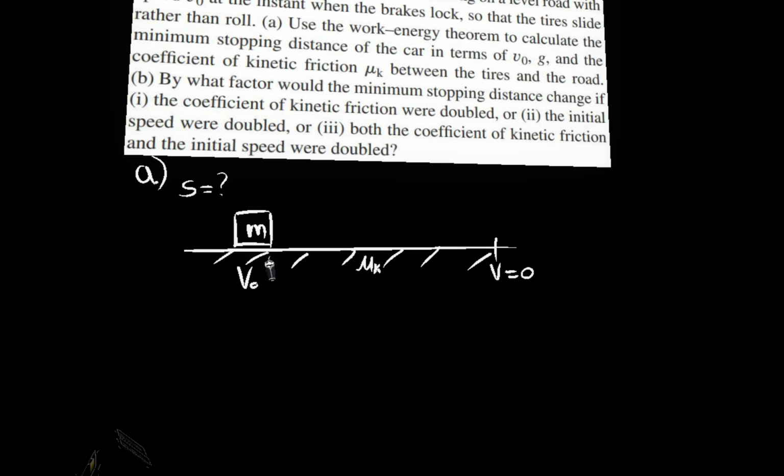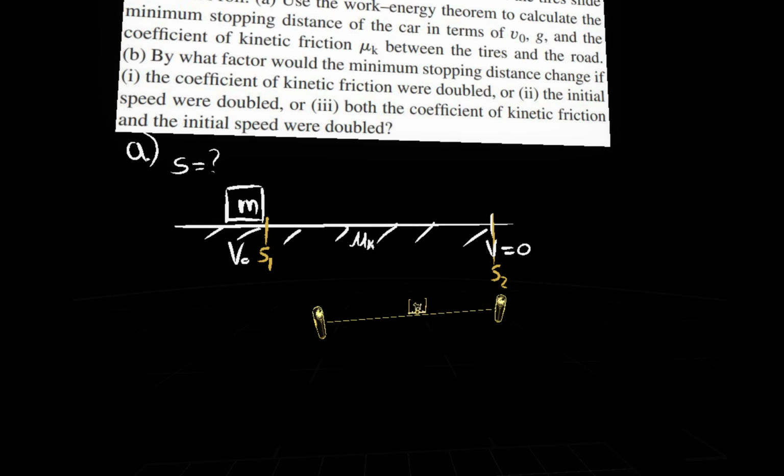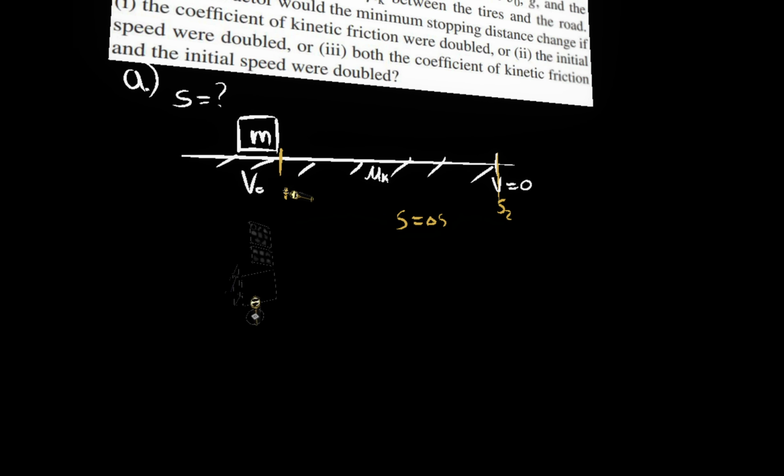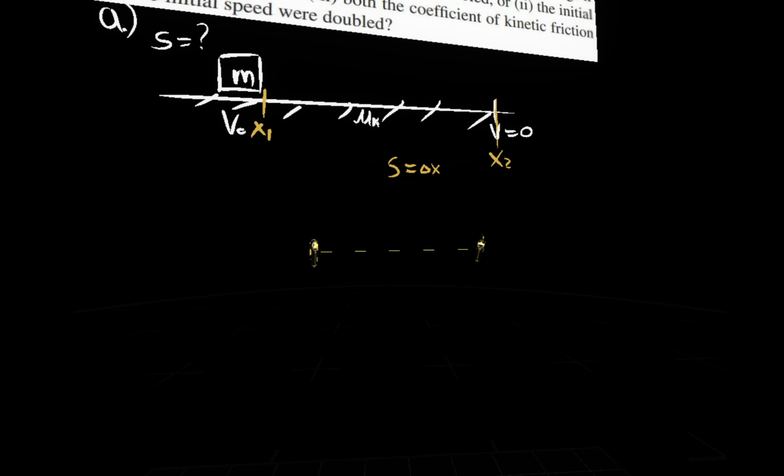And what we want is the displacement. This is S1, and this is S2. That's kind of what we want. And so S we'll say is equal to delta S here. I guess I should use X instead. X1, X2, and displacement is equal to delta X. Alright, you get the point.